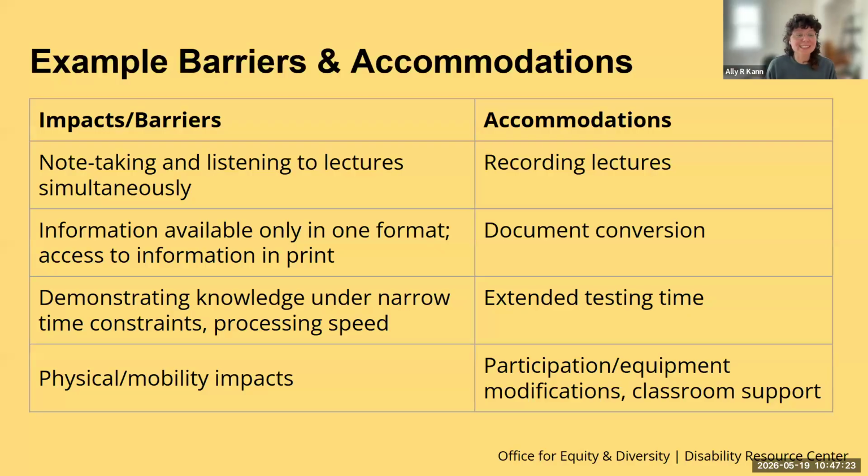So, yeah, more examples. If a student encounters impacts for note taking and listening to lectures simultaneously, maybe gathering both audio and visual information, an accommodation that we would request to support them is recording lectures. Students with physical and mobility impacts may need some equipment modifications or classroom support, perhaps a stool in a lab setting so that they don't have to stand the entire time. This is basically how we determine reasonable accommodations: we gather the barriers and then try to think of accommodations to mitigate those barriers as much as possible.